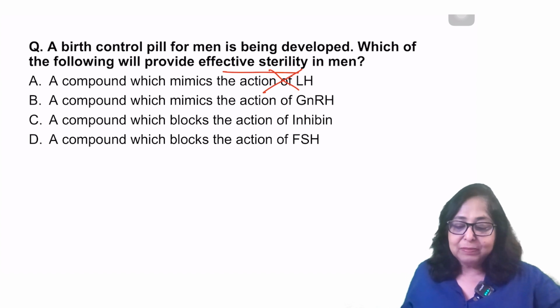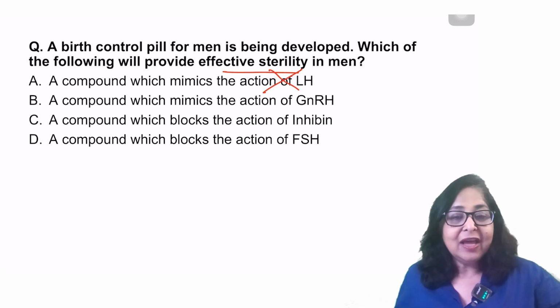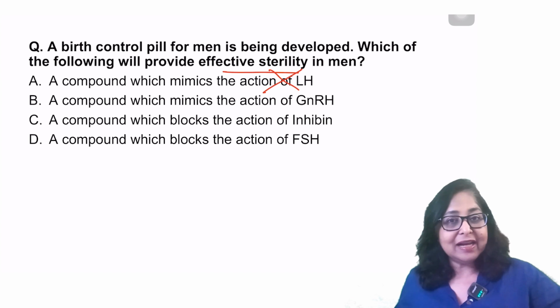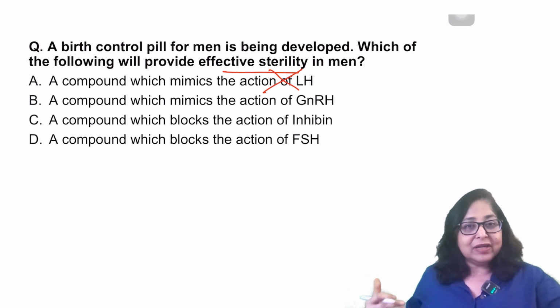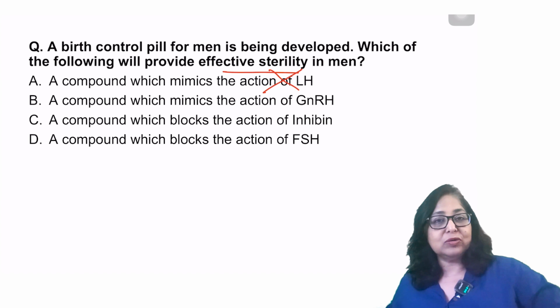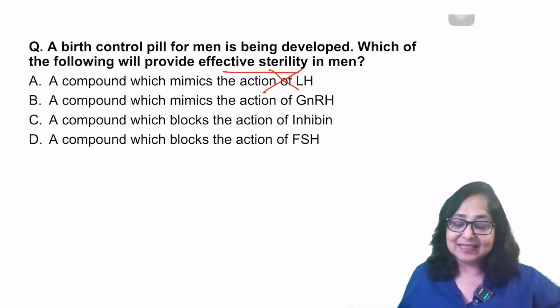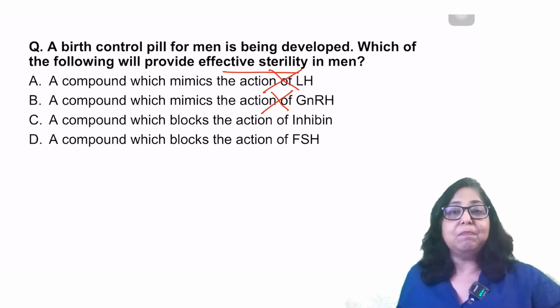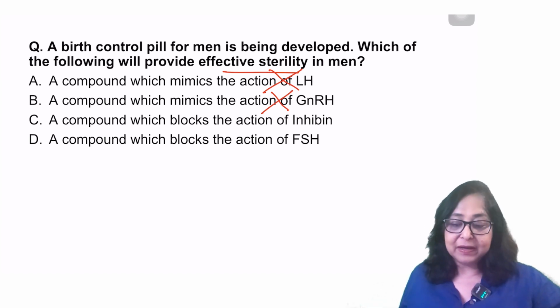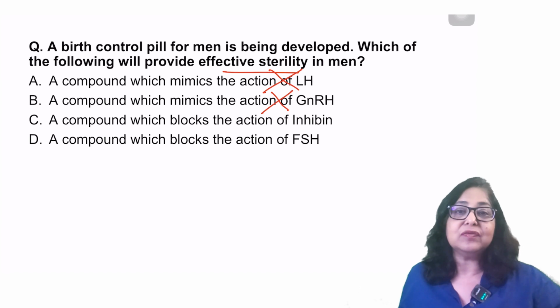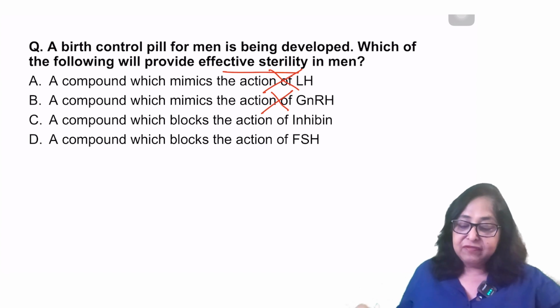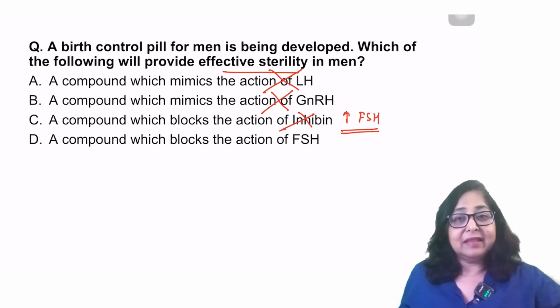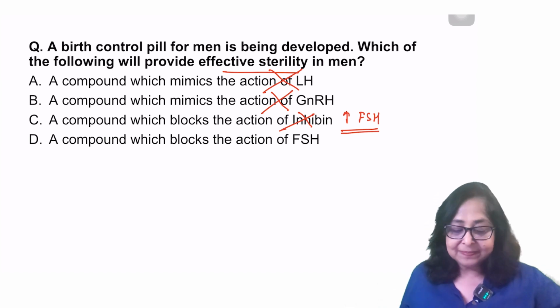A compound which mimics the action of GnRH again will cause increased secretion of FSH and LH. FSH will act on Sertoli cells and LH on Leydig cells, more testosterone, spermatogenesis. So this is also not the answer. A compound which blocks the action of inhibin. Inhibin has a negative feedback effect on the secretion of FSH. So if I block inhibin, there is going to be increased secretion of FSH. That will also help in spermatogenesis.